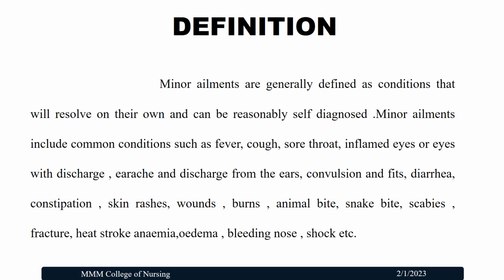Definition: minor ailments are generally defined as conditions that will resolve on their own and can be reasonably self-diagnosed. Minor ailments include common conditions such as fever, cough, sore throat, inflamed eyes or eyes with a discharge, earache and discharge from the ears, convulsions and fits, diarrhea, constipation, skin rashes, wounds, burns, animal bite, snake bite, scabies, fracture, heat stroke, anemia, edema, bleeding nose, shock, etc.